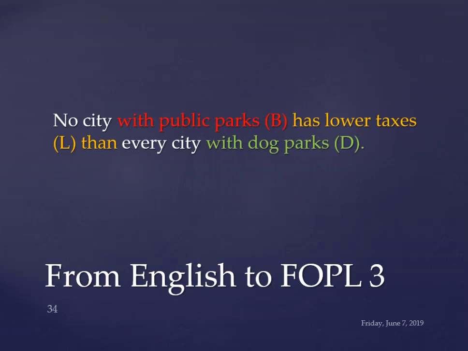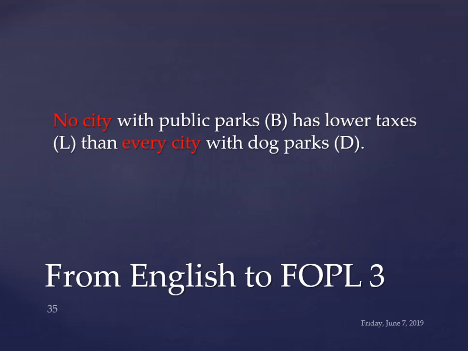Here's another example. No city with public parks has lower taxes than every city with dog parks. All right, so I've got my predicates and I'll figure it out. I don't even have any names at all here. I just have predicates, and so now I'm just talking about cities. Basically, what we're going to be doing here is just attaching variables to predicates. And I notice here that I have two different quantifiers. I have no city and every city.